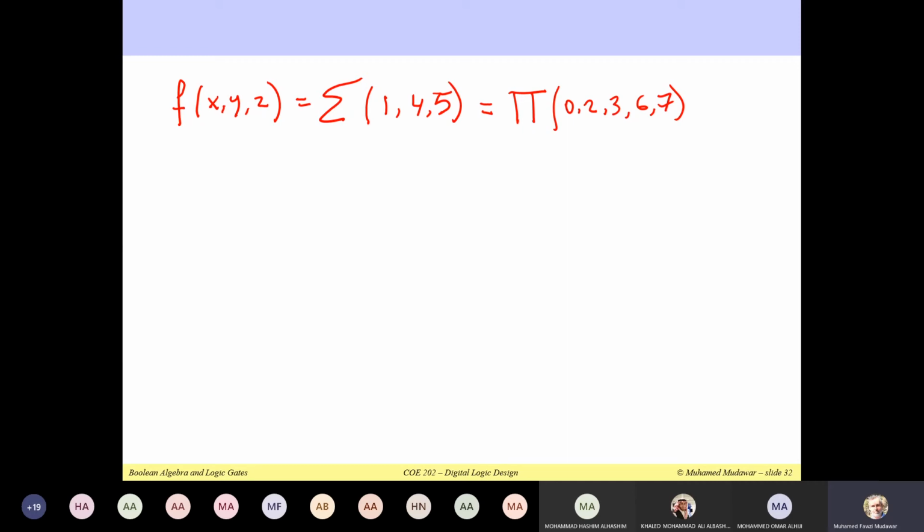If I want to write the function f algebraically, I can write it as a sum of minterms. Notice that minterms we write in lowercase, m1 or m4 or m5, right? Can you tell me algebraically what is m1?